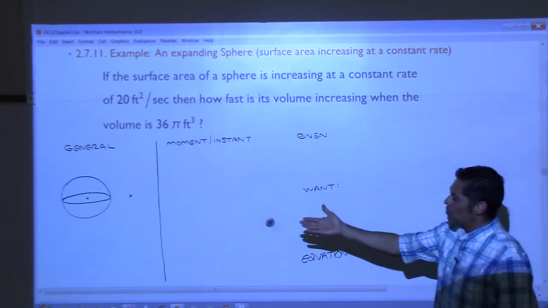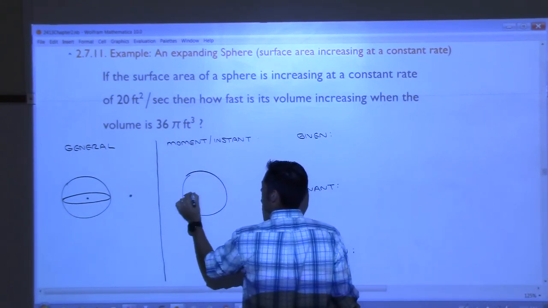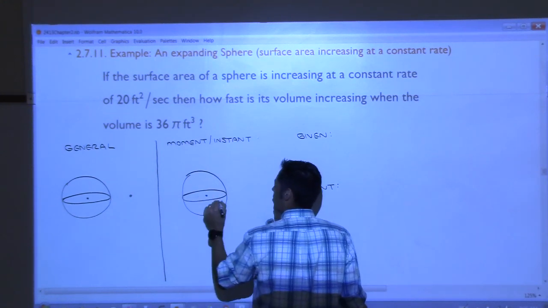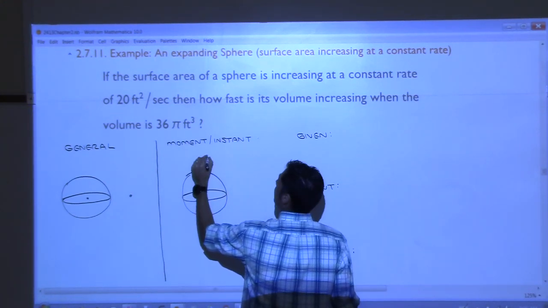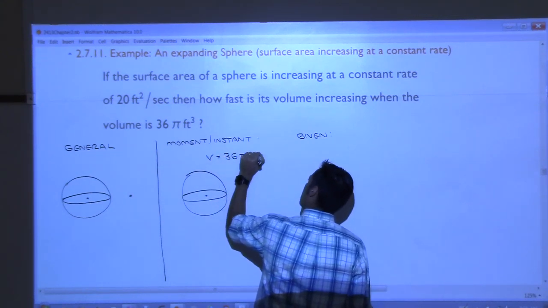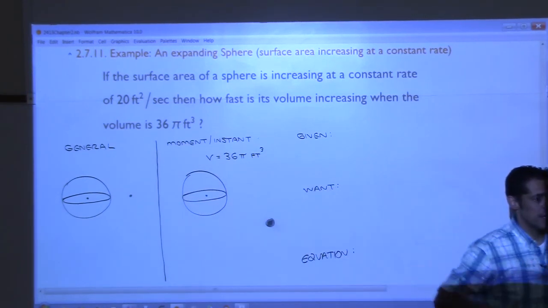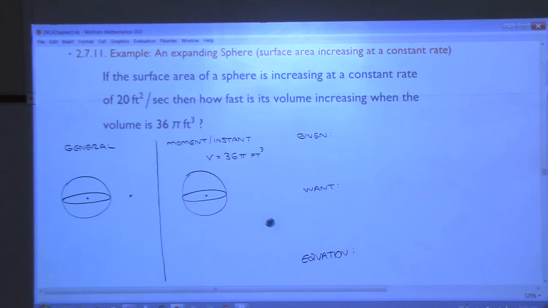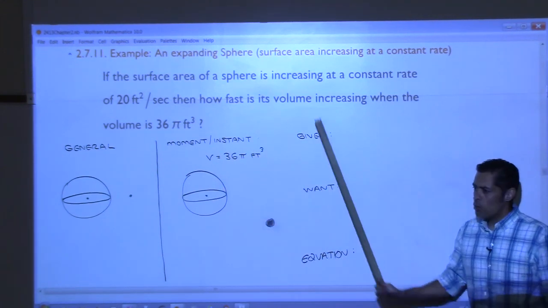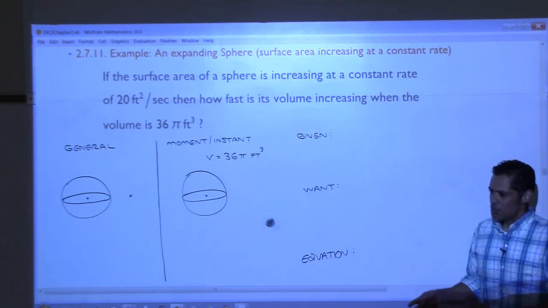Now the difference between the general picture and the moment or instant picture is that at the instant in time we're talking about, the volume is fixed to be 36 pi cubic feet, right? So it's frozen. Over there, the volume is actually changing, right, in the general picture. And also remember that when you're doing this, you don't have to do any one particular thing first, okay? You can do anything as long as you try and get it all together.